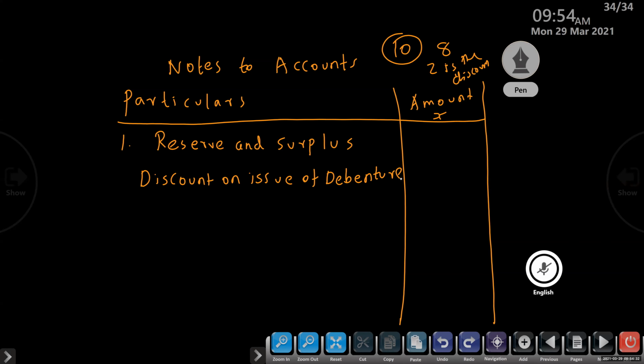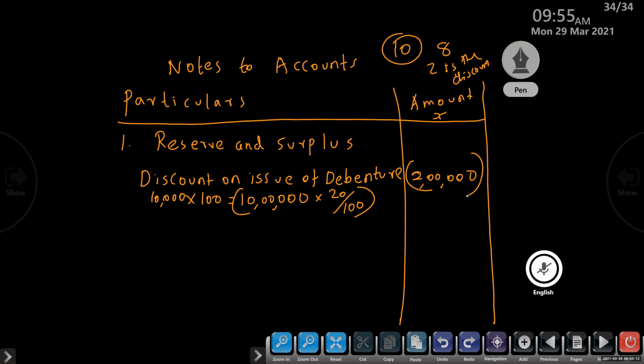How to calculate? You have to look at the total amount of debentures. We issued 10,000 debentures of rupees 100 each, so 10,000 into 100 is the face value, which gives 10 lakh. That 10 lakh into the discount of 20 percent gives 2 lakh. We know that is a minus item.